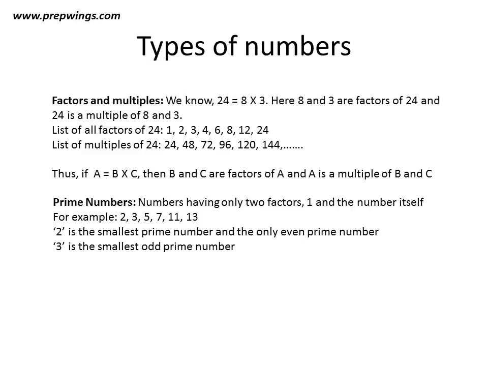One more thing to keep in mind is that 1 is not a prime number. This is actually a point wherein a lot of students get confused. They treat 1 as a prime number, but 1 is never a prime number. So 2 is the smallest prime number and the only even prime number, and 3 is the smallest odd prime number. Just keep this in mind.